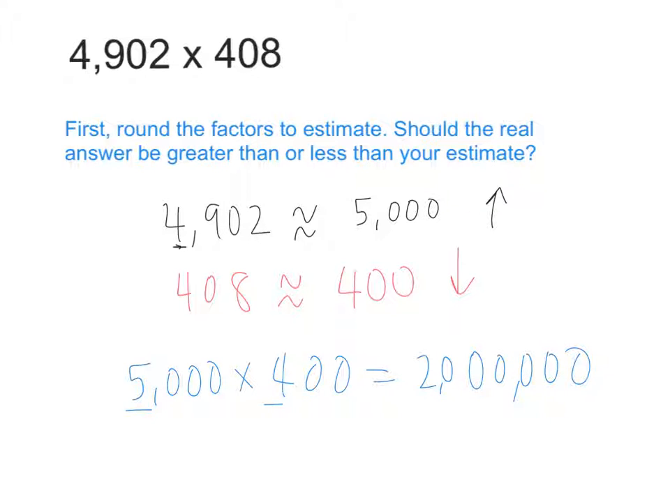Now in this case, I rounded one factor up and one factor down. So does that give me any information about whether my real product should be higher or lower than 2 million? No. Yes. I don't really know, right? So sometimes when you round one factor up and one factor down, you don't know. All you know is that your answer should be pretty close to your estimate of 2 million, okay? When we round both numbers up or both numbers down, then you can have an educated guess about whether your answer should be higher or lower. But when you round one factor up and one factor down, you can't really tell, okay? Good.